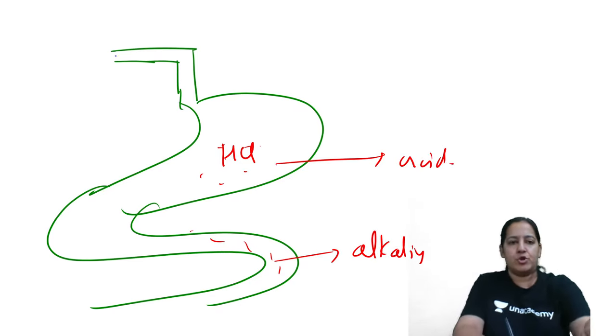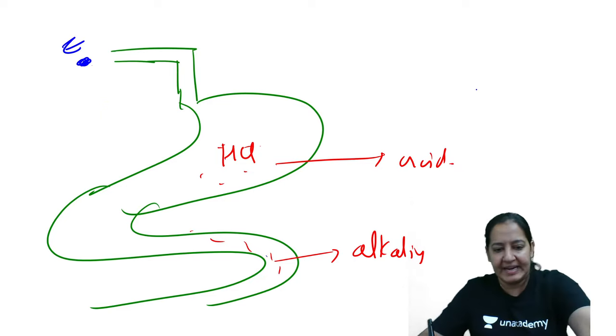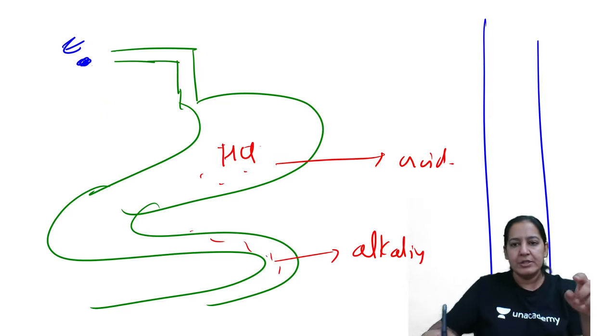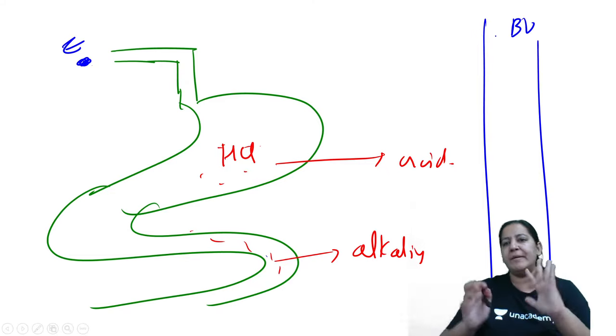I'm saying the drug is erythromycin. My point is that erythromycin is acid labile. Acid degrades the drug. So the drug is absorbed from the intestine. Let me draw the blood vessel. This is the blood vessel. So the drug will go into the blood vessel. I want the drug to get absorbed and go into the blood vessel. That will be done from the intestine.